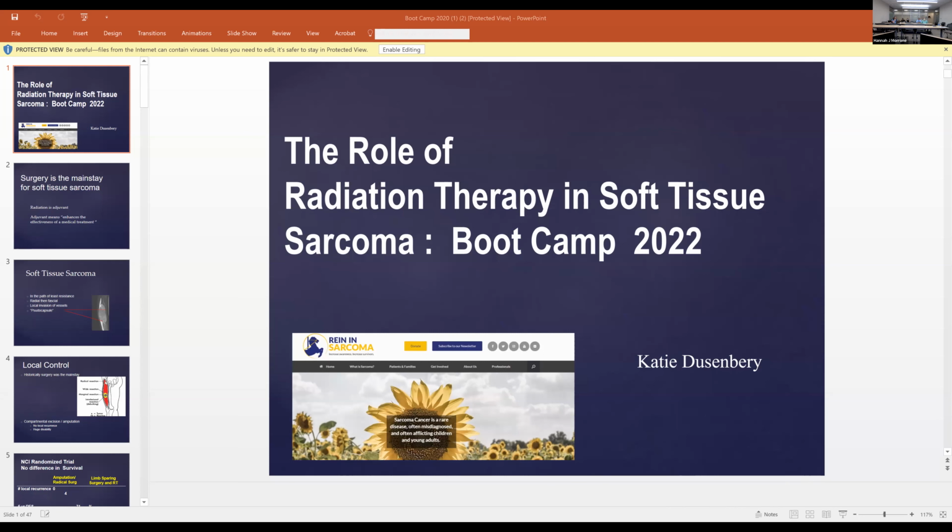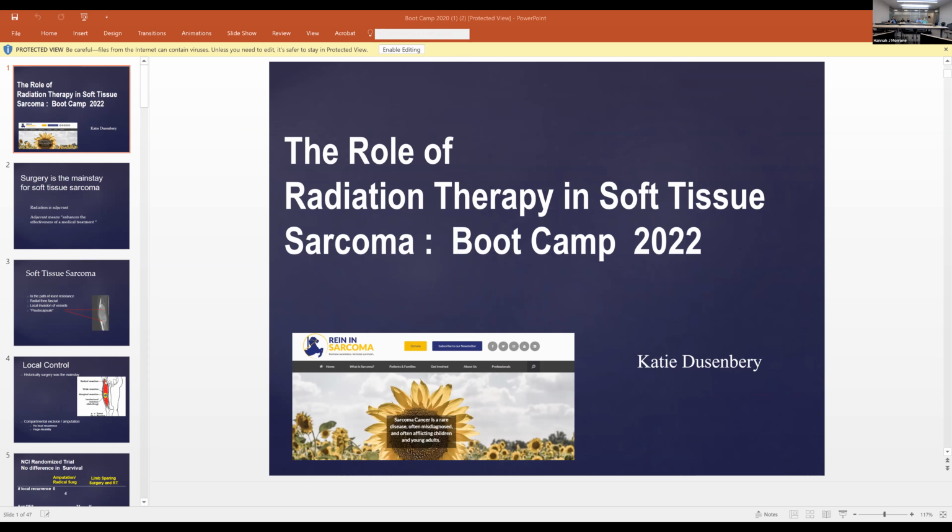I'm going to talk about the role of radiation therapy in soft tissue sarcomas. I think you've already gotten the message. We think bone sarcomas or chondrosarcomas are pretty radio resistant. We sometimes get asked to do it, but in general, it's a chemotherapy and surgery disease. So I'm not going to talk about that at all today. I'm just going to talk about the soft tissue sarcomas.